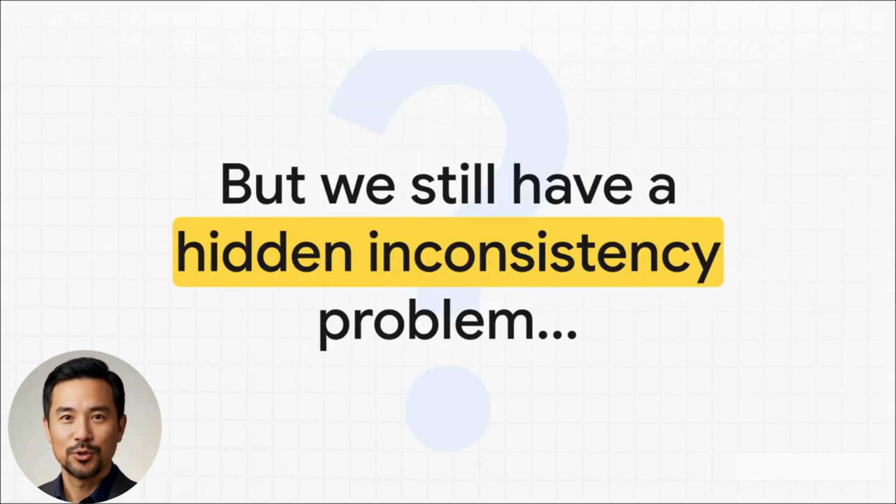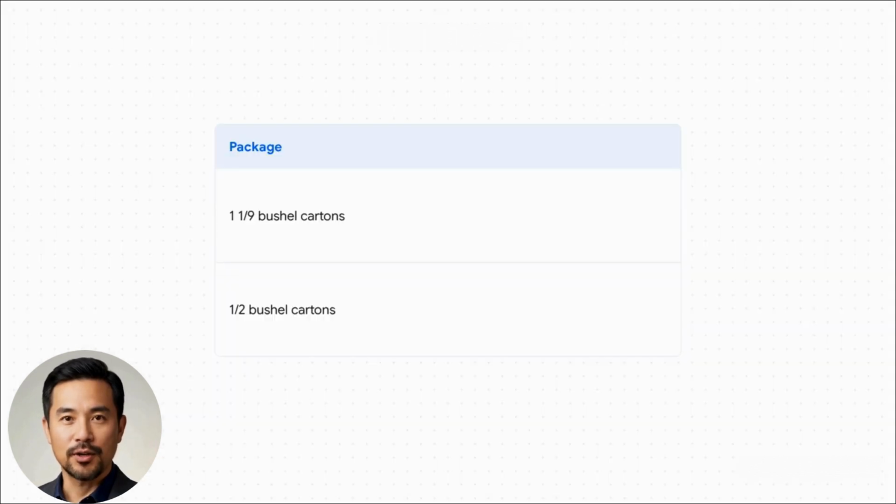Okay, we are getting really close, but there is one last kinda subtle problem that we have to solve. Even after all our filtering, there's still a hidden inconsistency lurking in our data. And here it is. Here's that hidden problem. See, even though we filtered for bushels, the amount of pumpkin in each package isn't the same. Some are sold in 1 1/9 bushel cartons, while others are in half bushel cartons. We still can't compare their prices directly. It's not a fair fight.